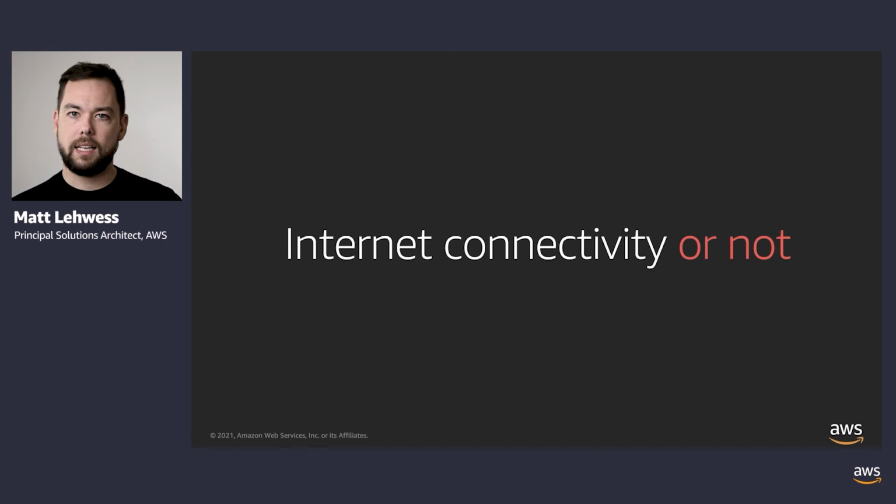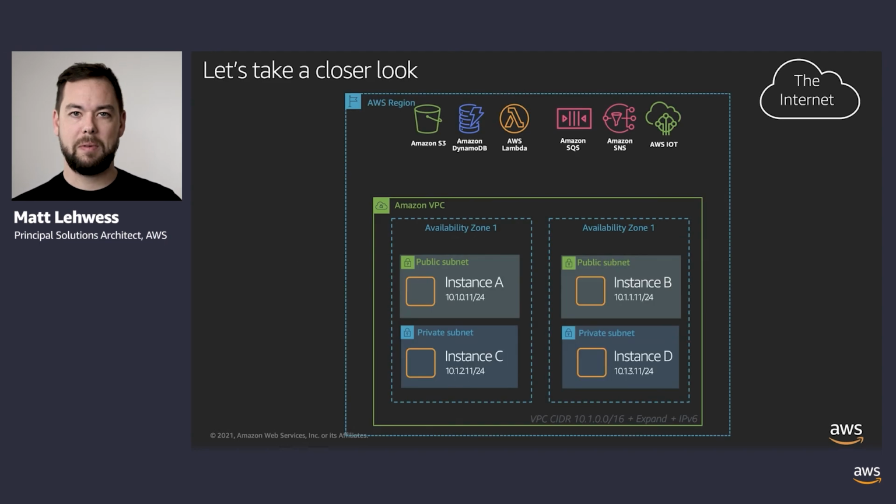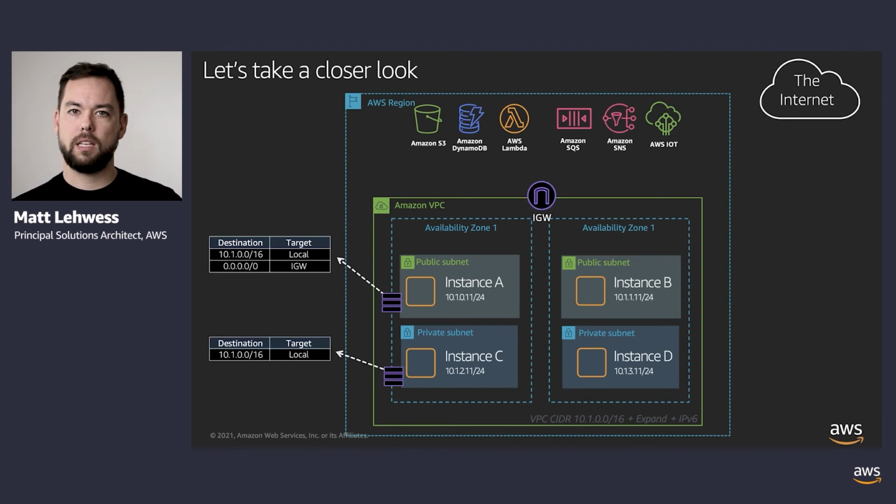So let's talk about internet connectivity, or maybe not. Maybe you don't want internet connectivity. So here we've got a VPC, we've got our instances, and we've got our route table. And so what we've essentially got is then an internet gateway, or an IGW, which gives us internet access. We then have a default route via that internet gateway. And what we'll do is we'll associate an elastic IP with that instance.